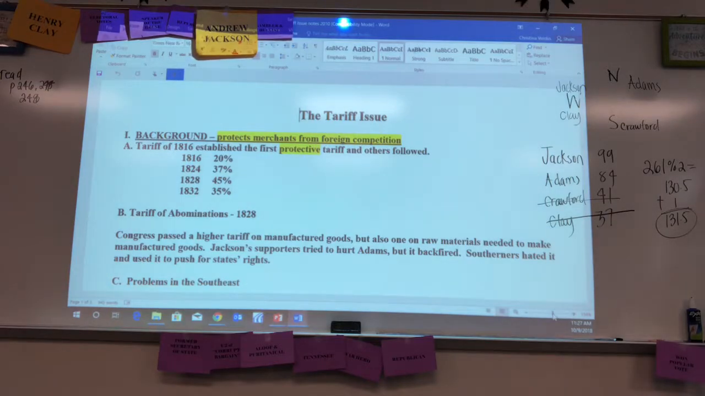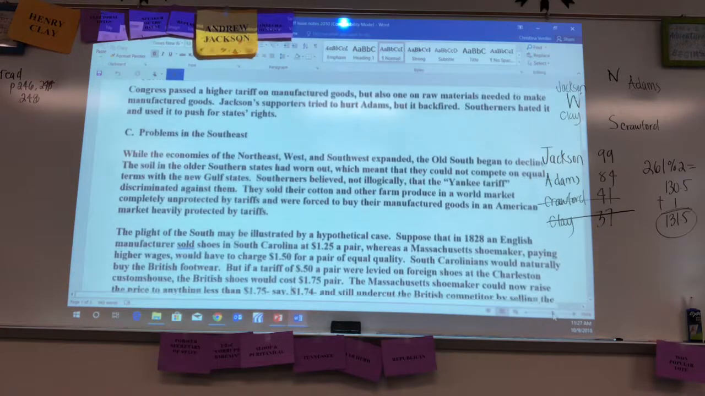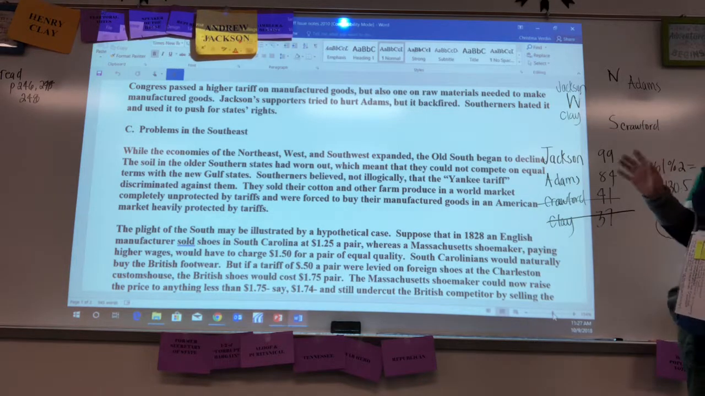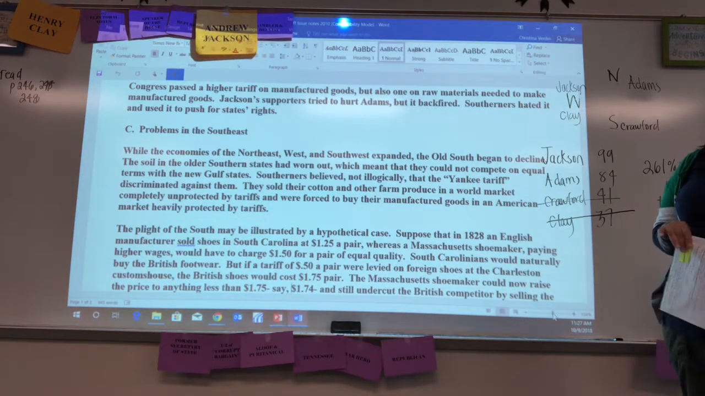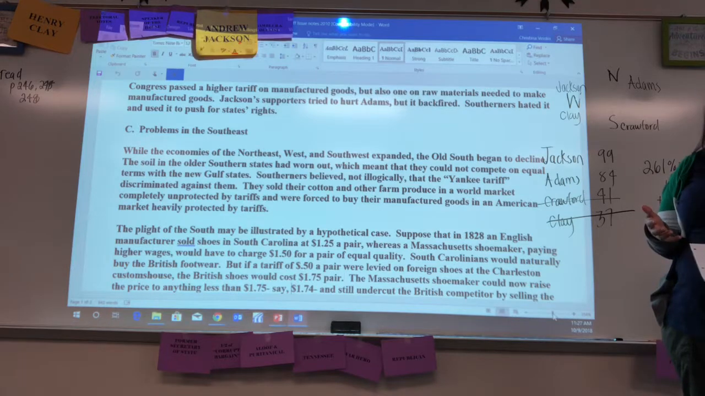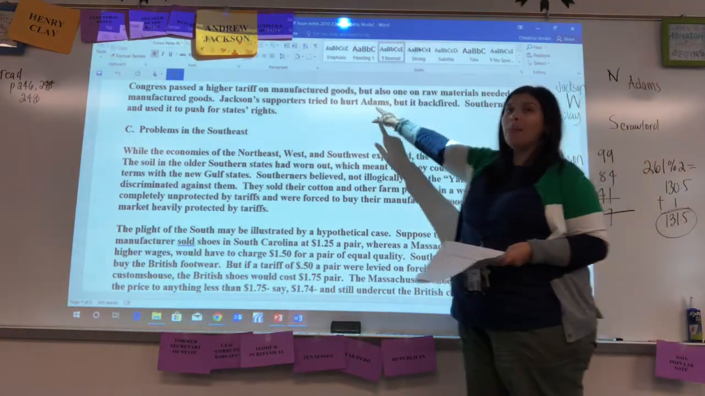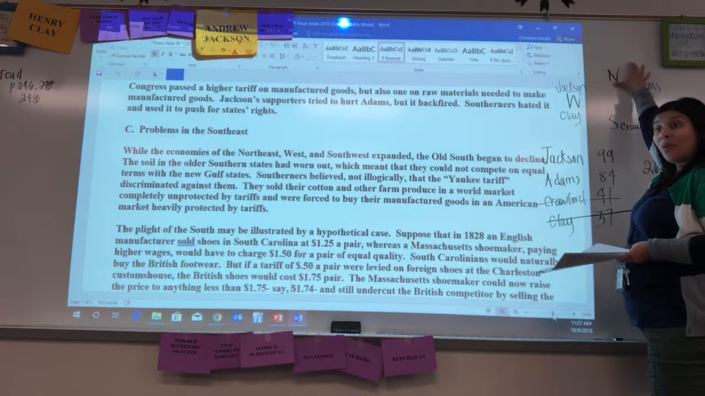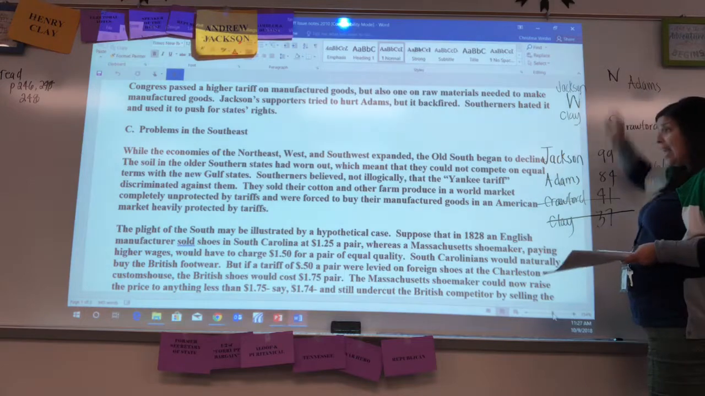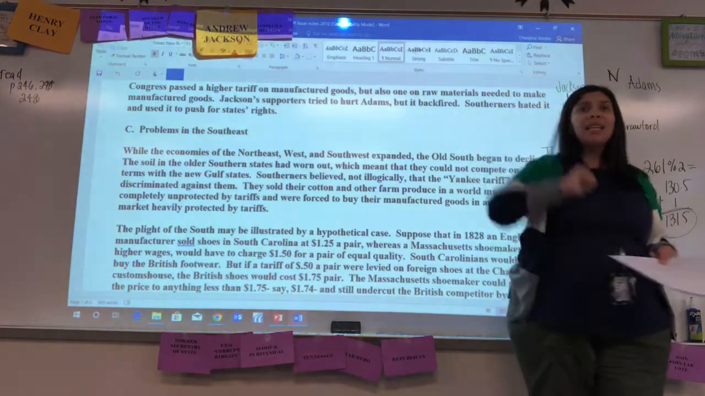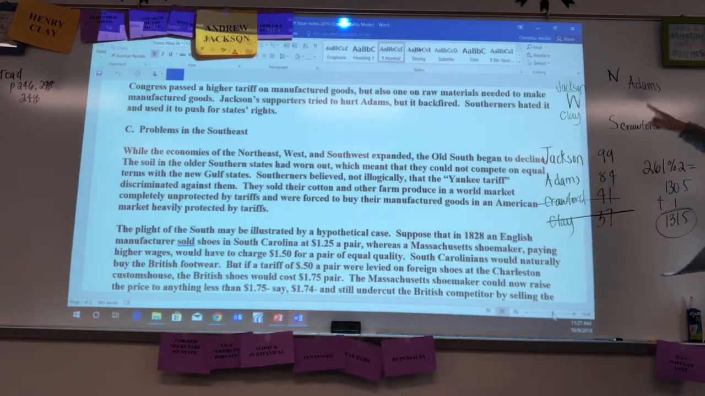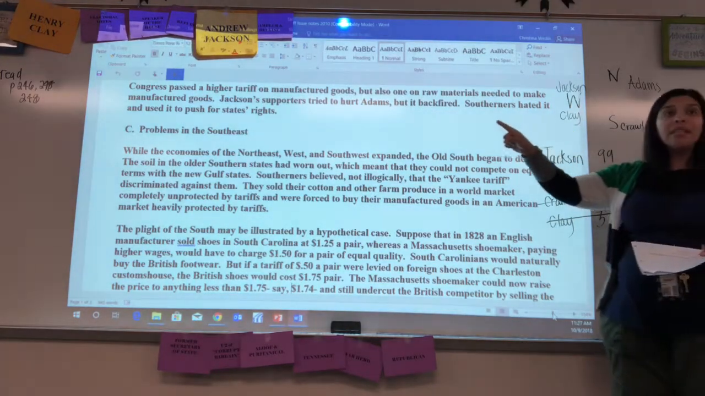Okay, so Congress, and everything's written out here for you, Congress is going to pass a higher tariff on manufactured goods. What area does this benefit? The North, but also on raw materials needed to make those goods. Jackson supporters try to hurt Adams, because Adams, what area is he from? And do you think he wants the higher tariffs? He's from the North. Do they want higher tariffs? Yes. And if Adams says, yes, let's keep that higher tariff, what areas are going to hate Adams? West and South.